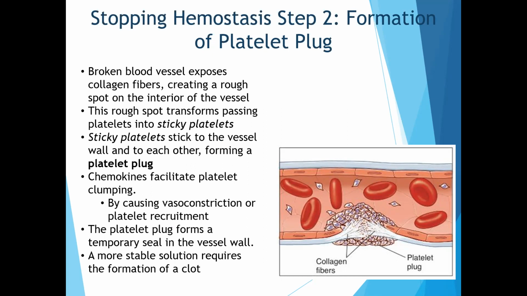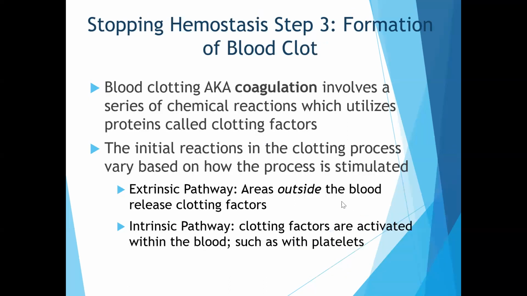So chemokines are kind of a type of chemical signal that our body can utilize, and they actually facilitate platelet clumping. So when the chemokines get to the area, we get further constriction. The vessel shrinks, and it kind of calls more platelets to the area. So that temporarily seals the vessel wall. Our platelets are tiny and, like I said, they're sticking together, but they're not super strong. So again, this is kind of a temporary hold before we can really have a permanent solution.